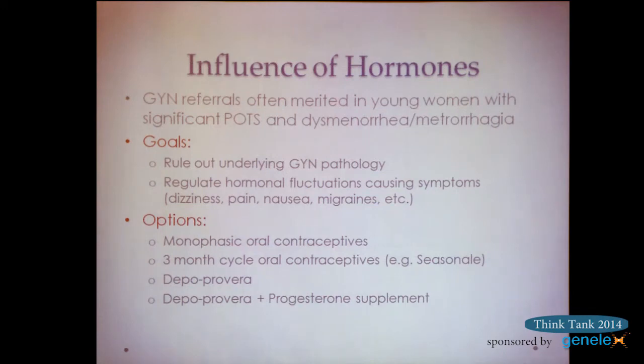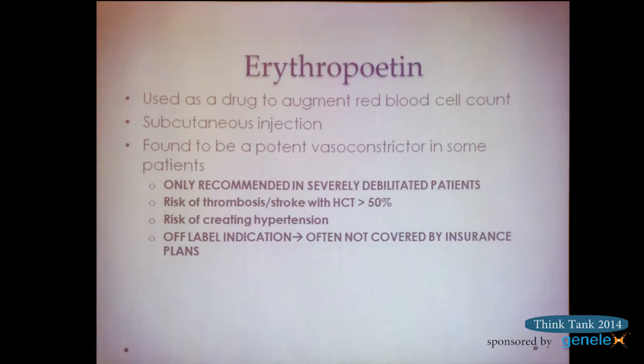The options for treatment for dysfunctional bleeding usually include a monophasic oral contraceptive, where some patients just take that and skip the placebos. There's the 3-month cycle oral contraceptive, but sometimes that can be expensive, and these are not generic yet. There's also Depo-Provera, and Depo-Provera plus a progesterone supplement like Aygestin to reduce breakthrough bleeding.